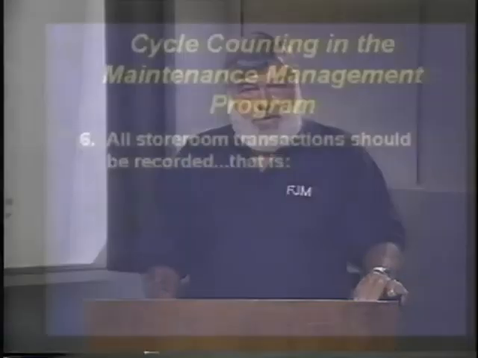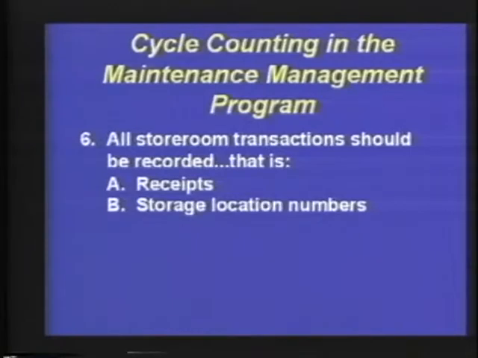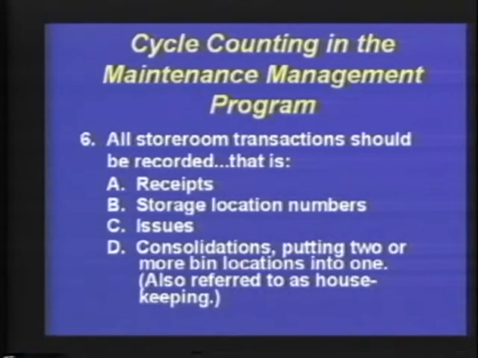You must record daily when the transactions occur, all of the receipts, the bin location numbers, the issues, and the consolidations. The consolidations is putting two or more locations into one. Once the cycle count program has been developed, each day, so many A's, B's, and C items will be actually issued from the cycle count program, and that is addressed in step number seven.